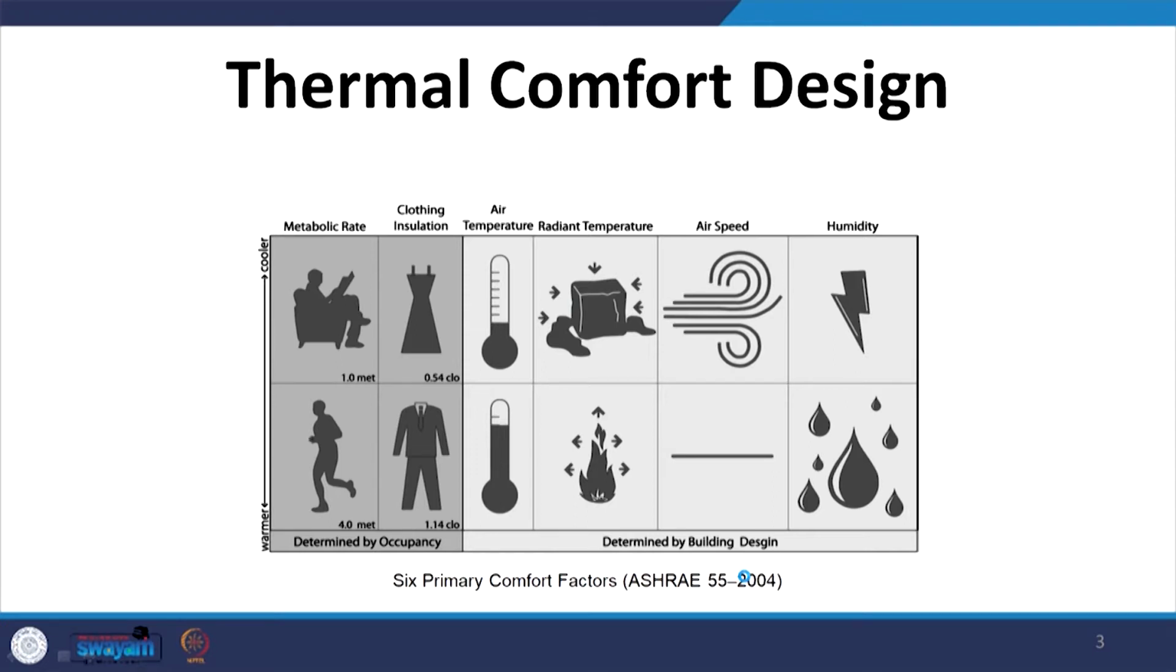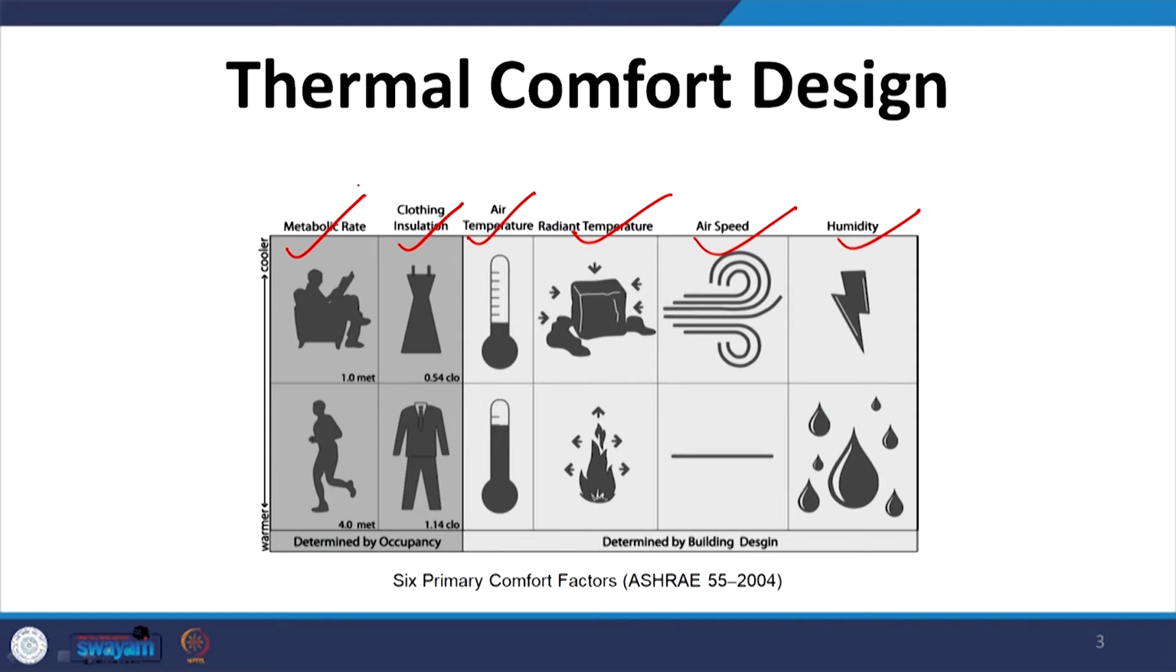So, when we are talking about thermal comfort design, we have already seen the different parameters which affect thermal comfort. We know that there are environmental parameters and then there are personal parameters, and we have to take care of all of them. We have to take care of the air temperature, the radiant temperature, the air speed and the humidity as part of the environmental parameters, and as personal parameters we have to take care of the clothing insulation and the metabolic rate.